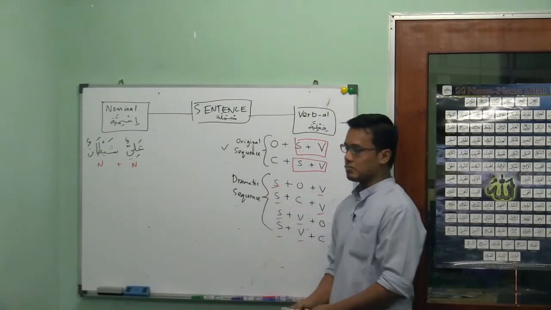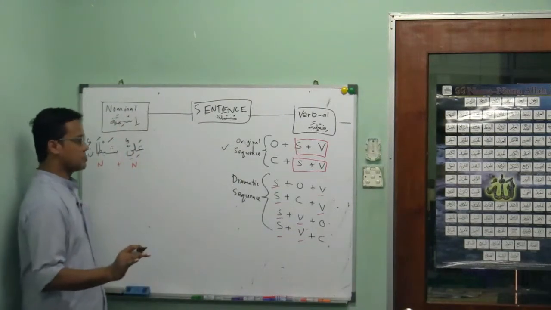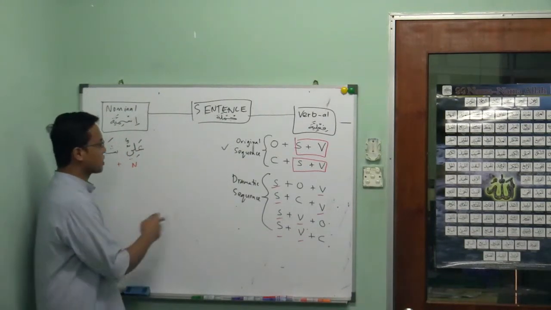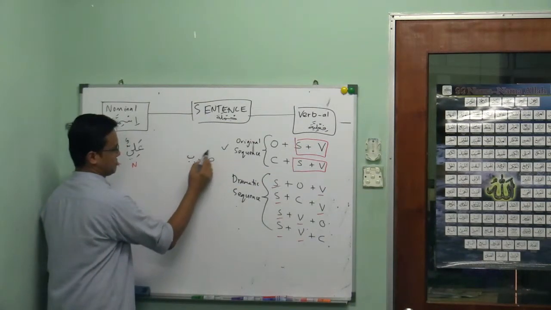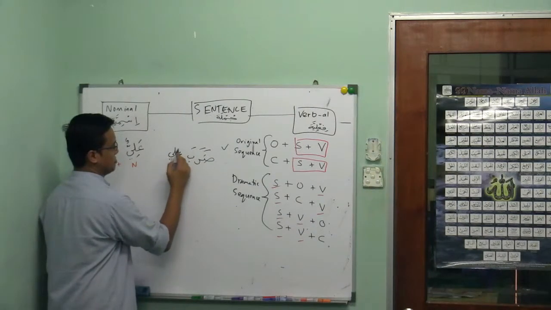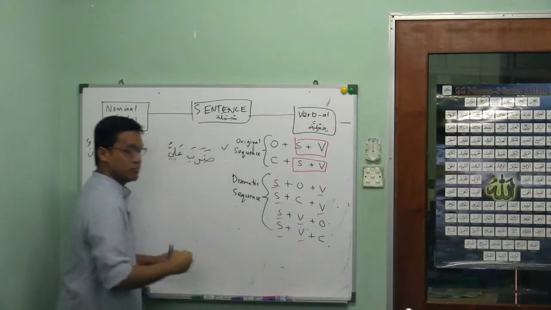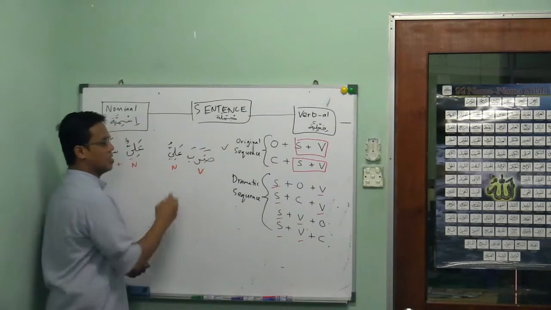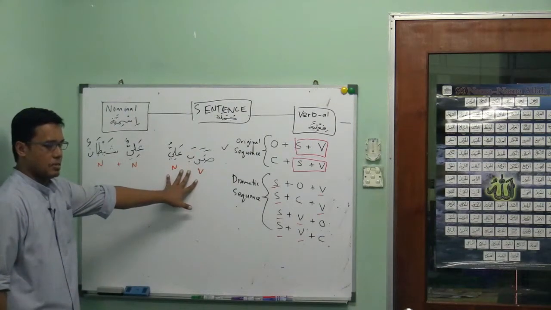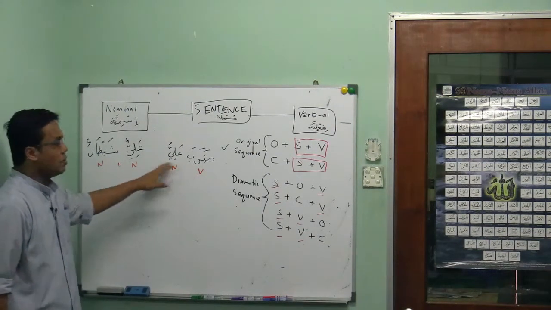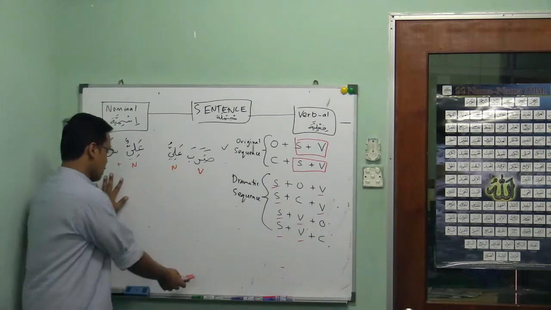Now I'm going to show you something which you have to pay 1000% attention to, because this is very important. So if I were to say daraba Aliyun, this is a verb noun, right? What sentence is this? Verbal. What sentence is this? Nominal sentence.